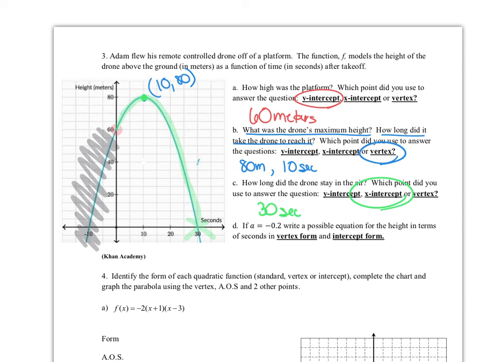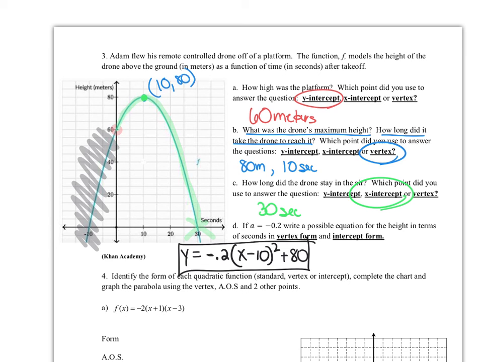Now for part D, it says, if a is -0.2, write a possible equation for the height in terms of seconds in vertex form and intercept form. So, vertex form, remember, what goes inside is your h value, which is the x value of your vertex. What goes outside is the y value of your vertex, which is your k. So that would be vertex form.